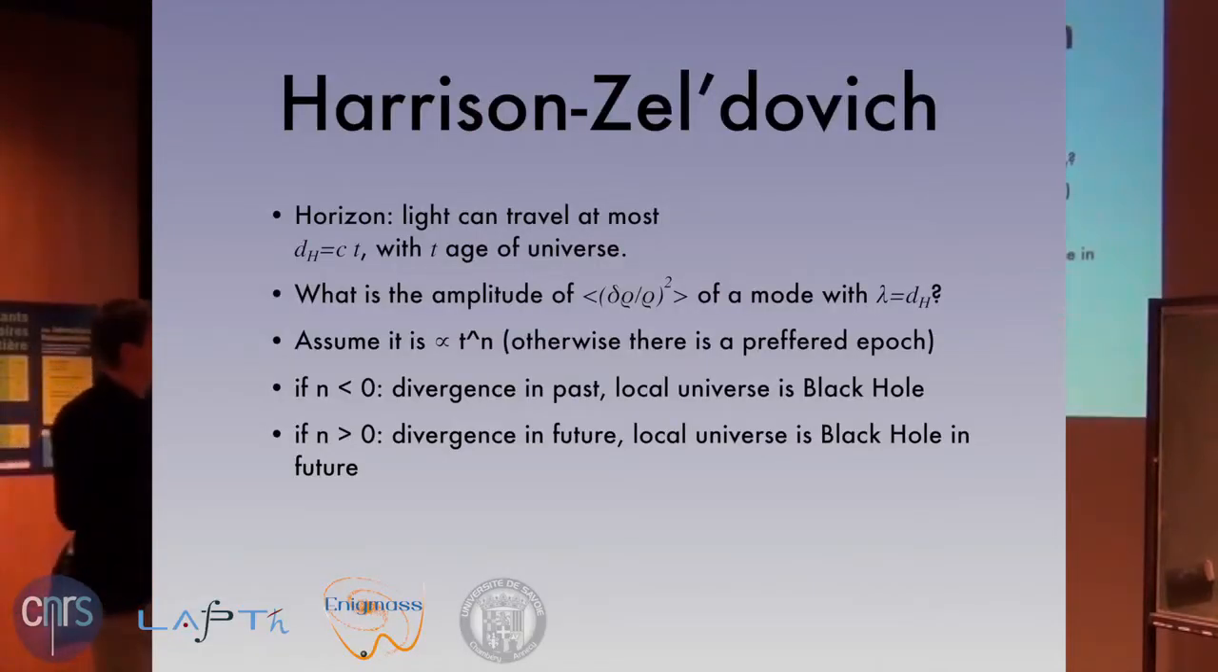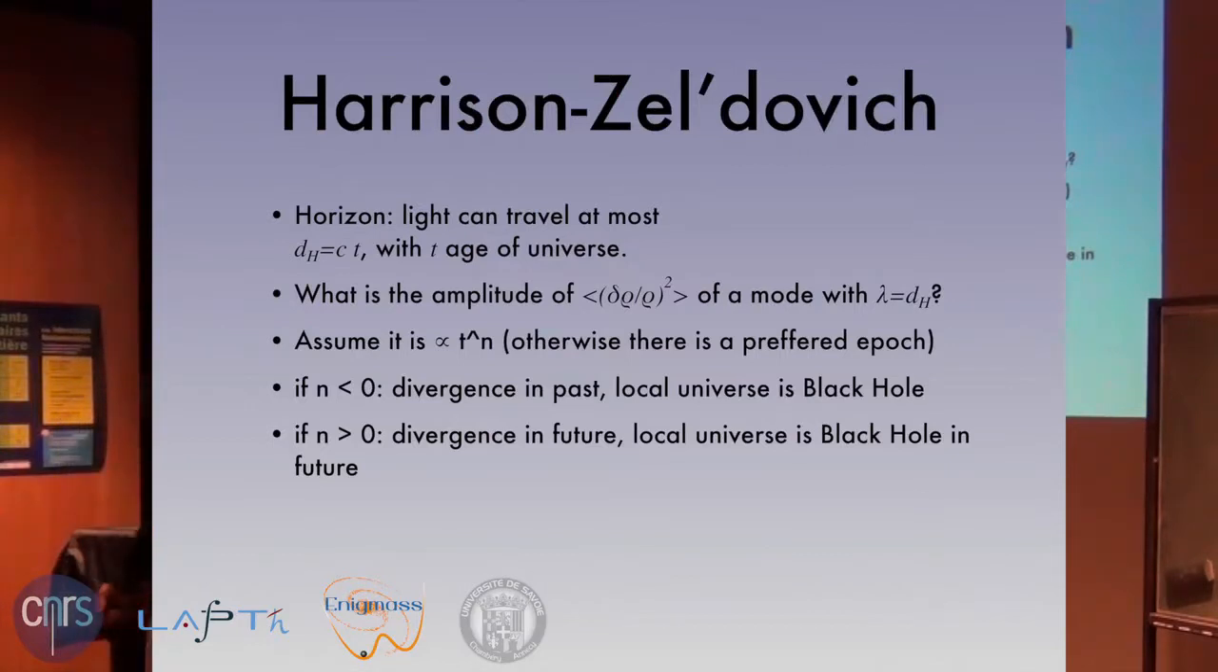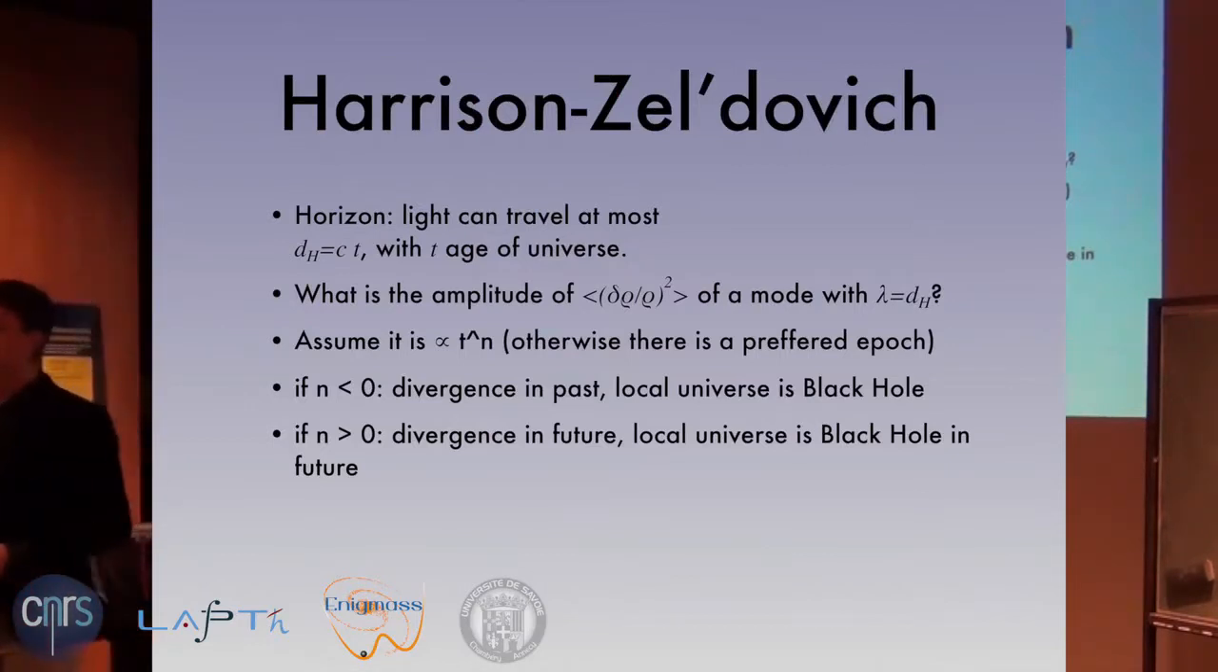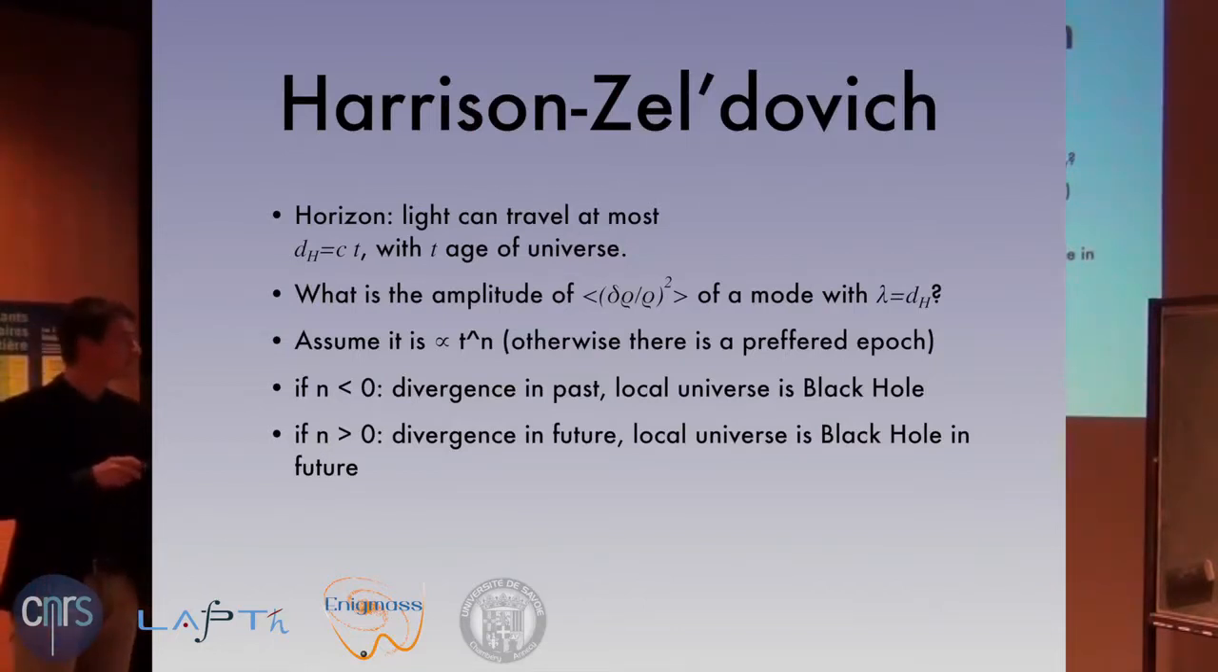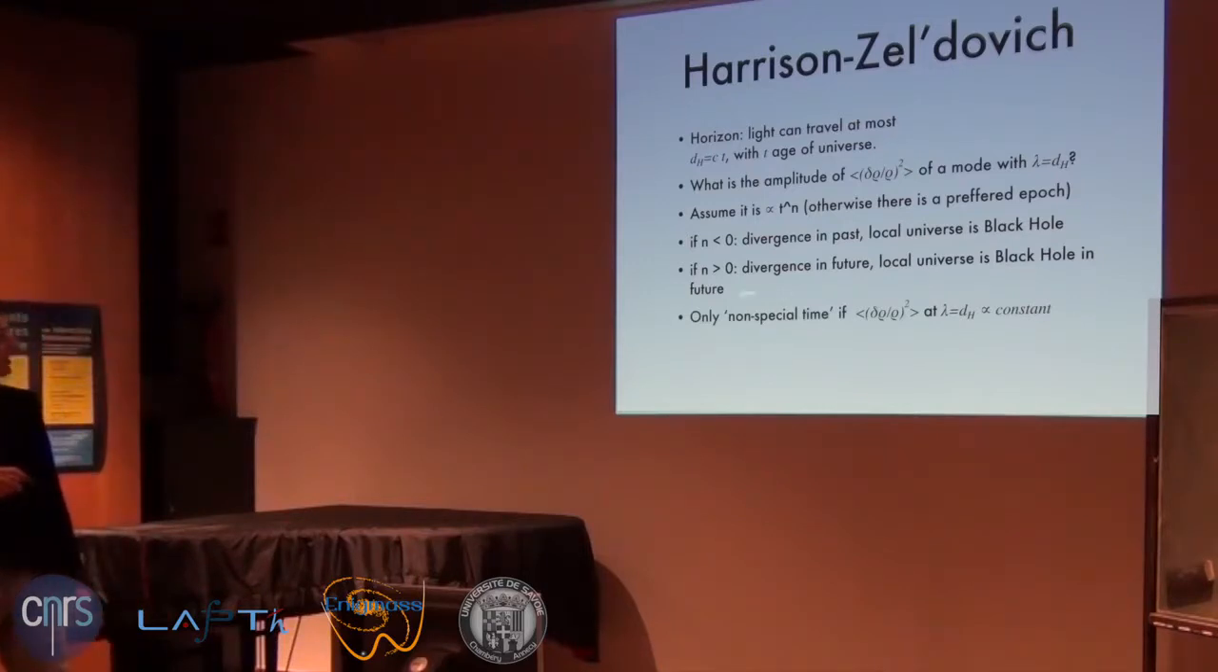Similarly, if n is larger than 0, in the future there will be a divergence. So we could live in a universe that looks like that right now, and in the future it will certainly collapse to a black hole. That also means that we live in a special time. So the universe is not a black hole yet, but we're just lucky enough to live right now before the universe becomes a black hole. So the conclusion from this line of reasoning is that there's only a non-special time if this power n is 0, which means that the density perturbations at the wavelength that corresponds to the horizon size always have the same amplitude.